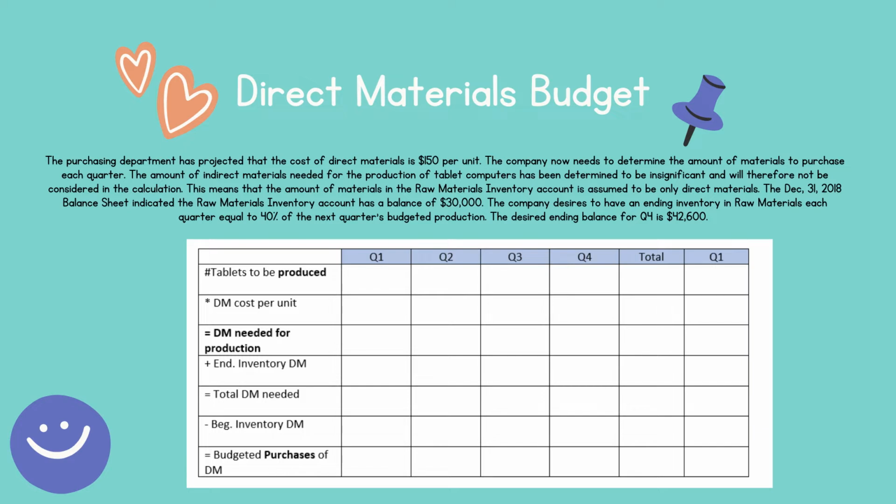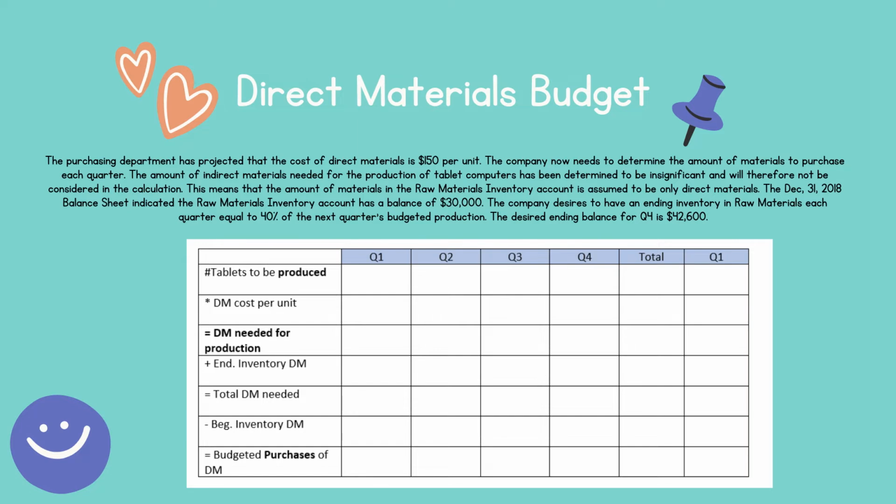As you know, in the production budget, we were working on number of units. It's not in dollars, okay? So I need to convert it into dollars by multiplying the number of tablets to be produced with the cost per unit to get the production of direct materials cost. Then I'm gonna add the ending inventory of direct materials to get this subtotal. Then I'm gonna subtract the beginning inventory of direct materials to get the purchases of direct materials. So let's start with the first row, which is the number of tablets to be produced.